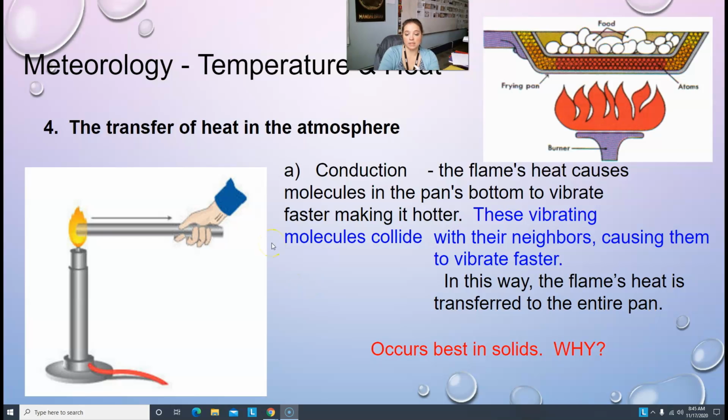Why does it work best in solids? Well, that's because solid particles are next to each other. They're right next to each other. That's what makes it solid. Liquid, they're kind of flowy next to each other, and gas, they're as far apart as possible as they can get.